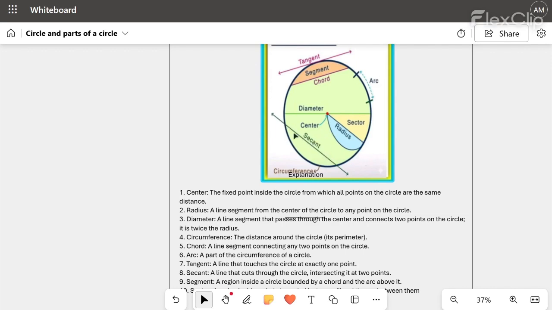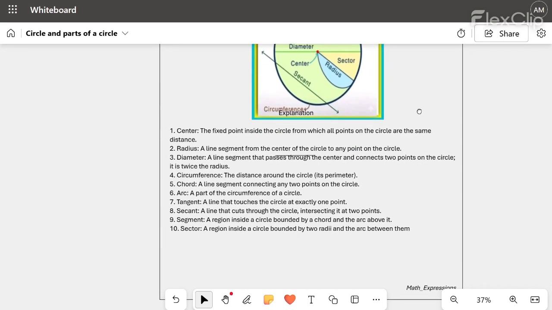What's the difference between secant and tangent? Tangent only touches the circumference. It doesn't cut through the circle, while secant cuts through the circle from point A to point B, and also goes out to the other side. The straight line that cuts through the circle is called a secant of a circle.